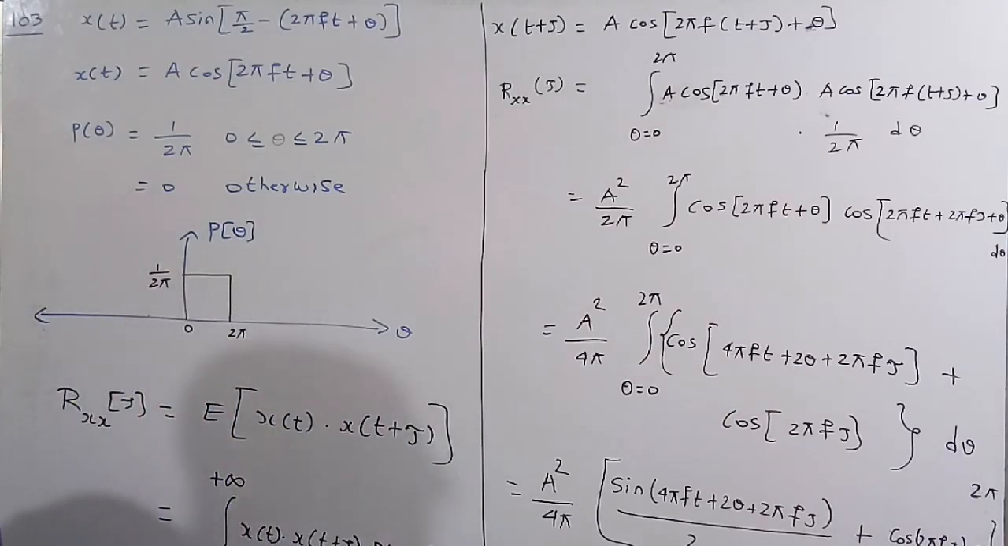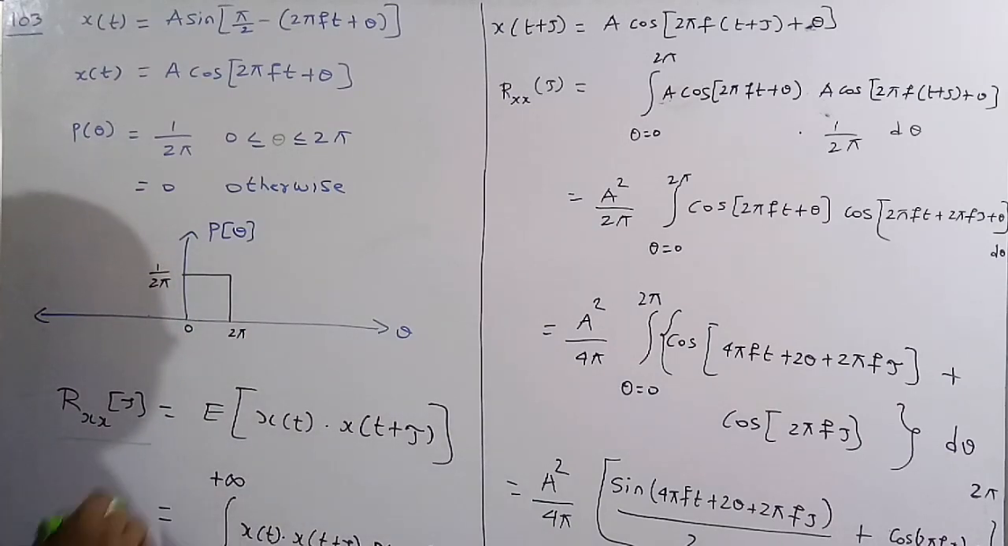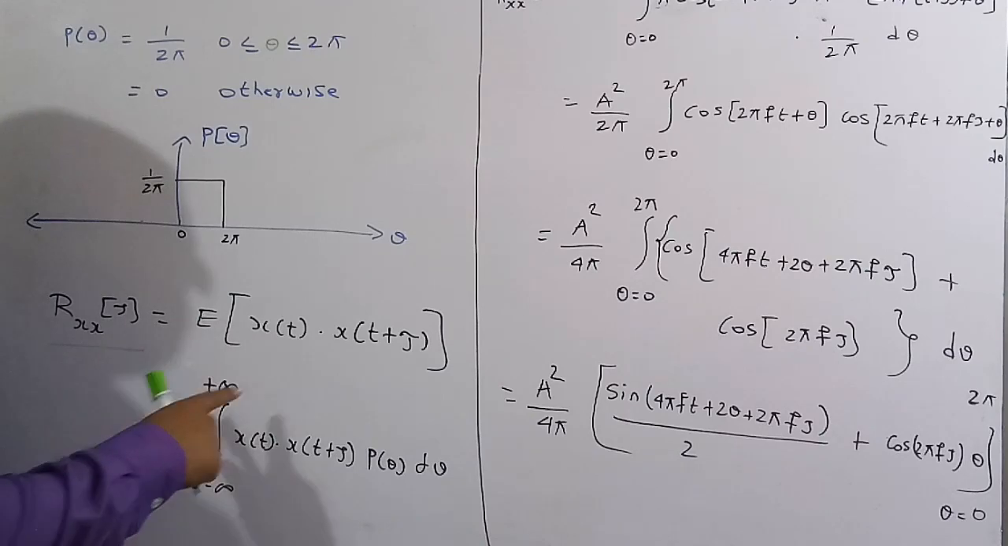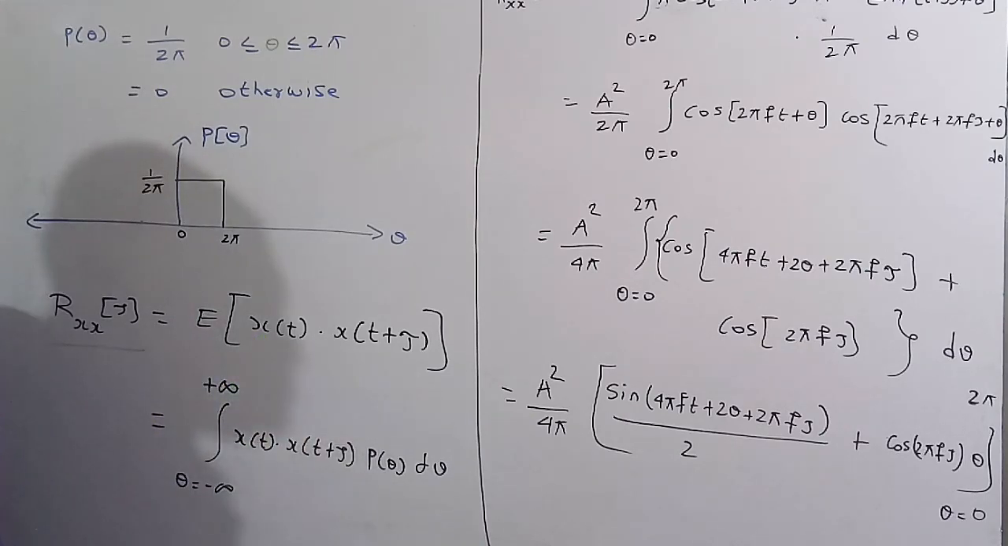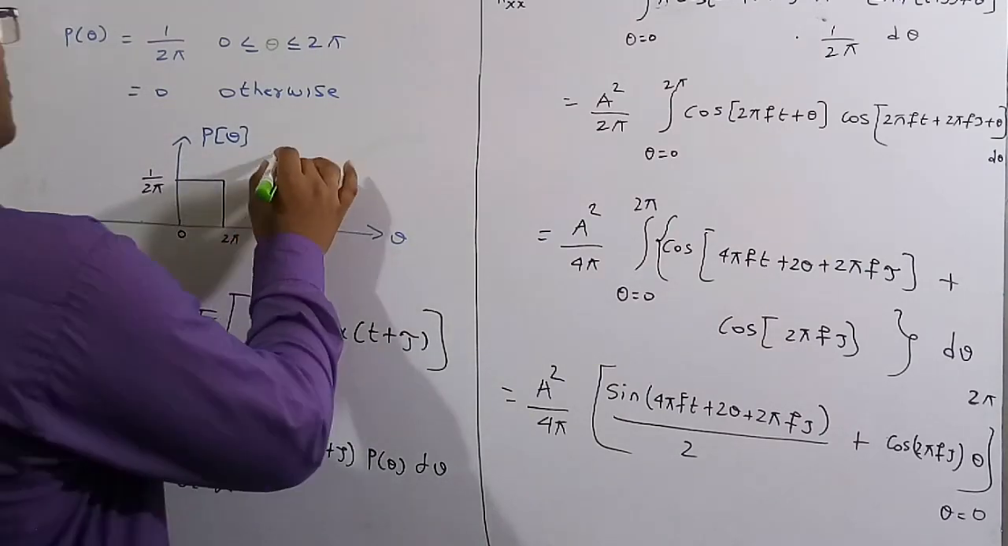So now we have to find the autocorrelation function. This is the autocorrelation function. The basic definition of the autocorrelation function is the expectation of x of t into x of t plus tau. So basically, expectation of x.